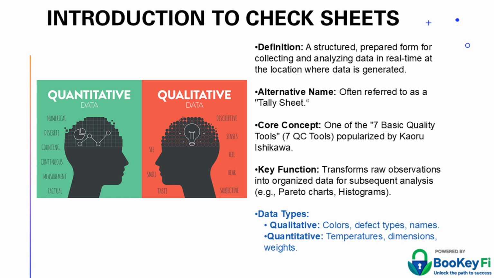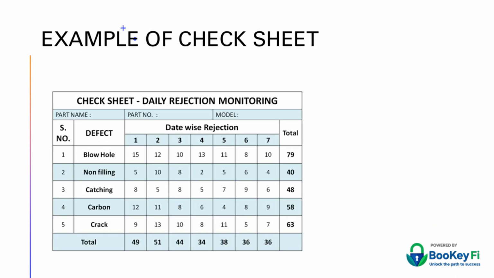Quantitative data. This includes measurable values like temperatures, dimensions, and weights. This provides the precise numerical facts needed for statistical control and technical reporting. The layout. This example shows a daily rejection monitoring sheet. It identifies the specific part and model at the top, ensuring all data is tracked to the correct production line.